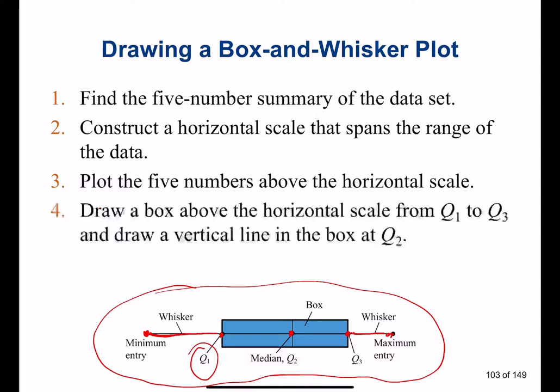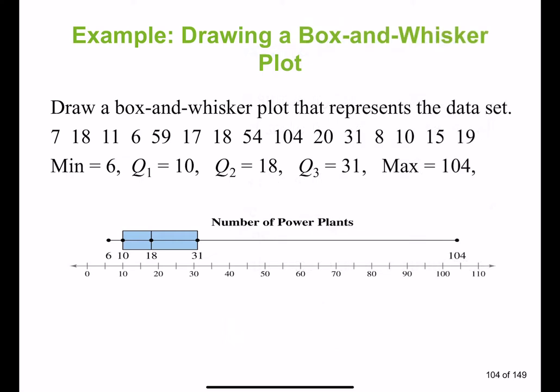Okay, so let's draw the Box-and-Whisker plot. Here we go, the same example with nuclear power plants. So we have minimum is 6, maximum is 104, and we have Q1, Q2, Q3. All right, minimum is 6, here it is. Maximum is 104. Here it is. We are building. Q1 is 10. Q3 is 31. Q2 is 18. So what can we say here?